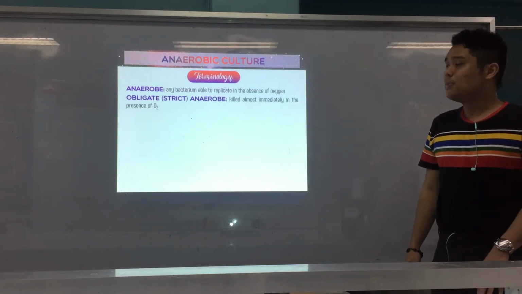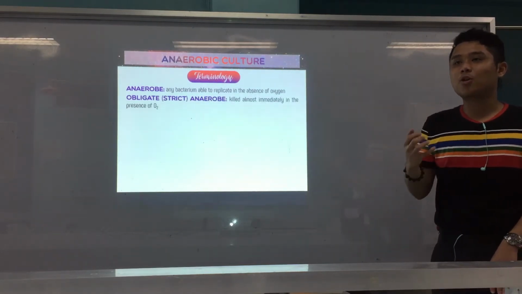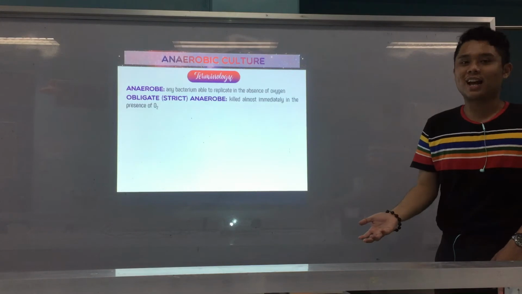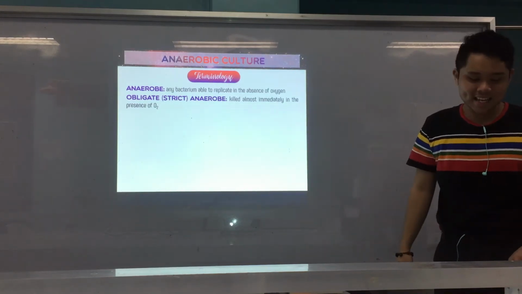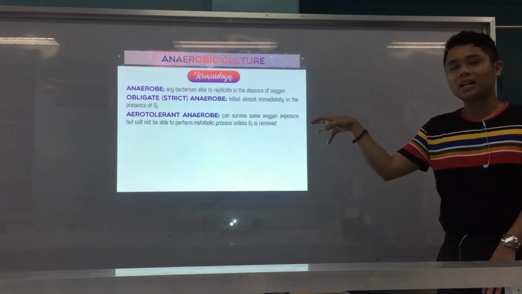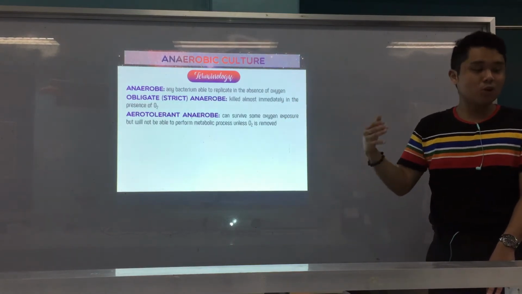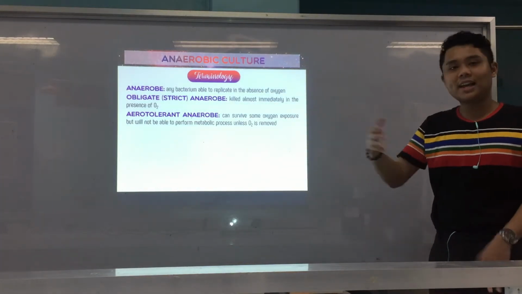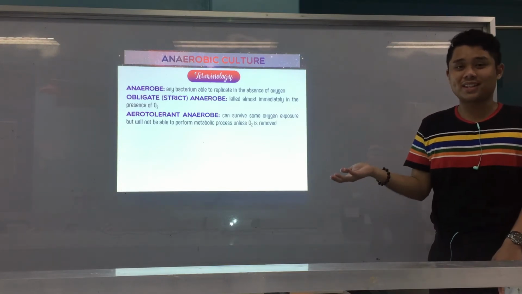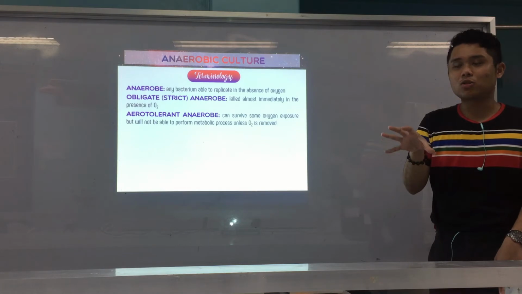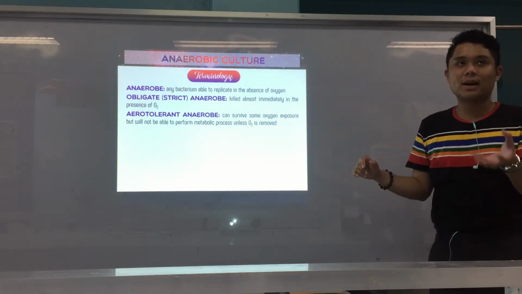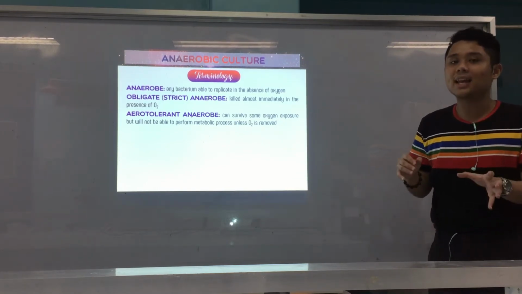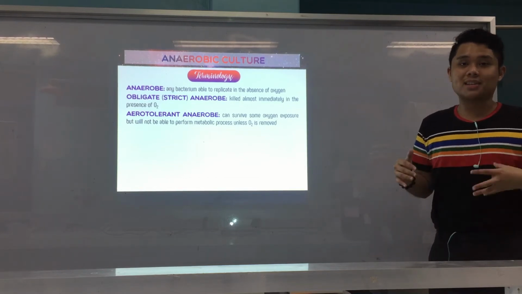Okay. Obligate or strict anaerobe. When you say strict anaerobe, it needs an environment without oxygen. If there is oxygen, even at a small concentration, it is killed almost immediately in the presence of oxygen. Aerotolerant anaerobe, by the name aerotolerant, can tolerate a little. It can survive some oxygen exposure, but it still cannot continue its metabolic processes because oxygen is still there. So it is not like the obligate anaerobe that dies right away from a little oxygen. The aerotolerant can live even with a little oxygen, but still cannot continue its daily processes.